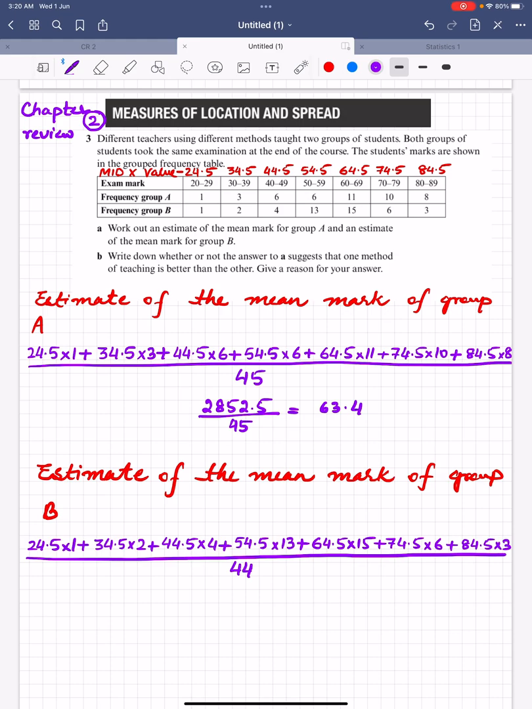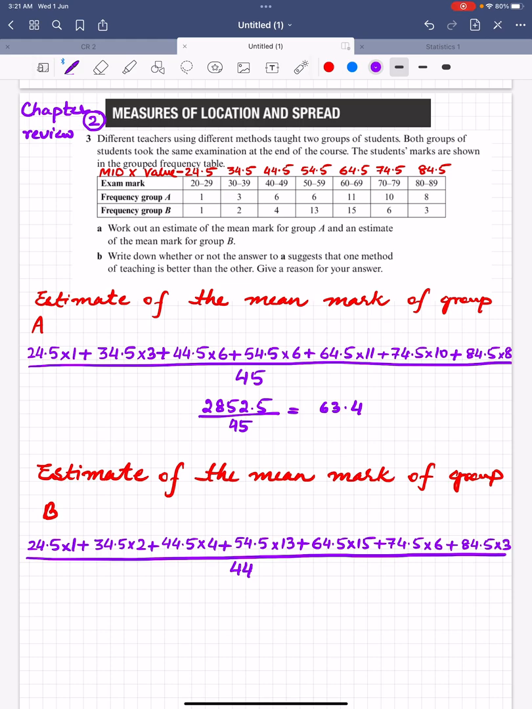63.4. The reason why we call this an estimate of the mean is also because we do not know the exact marks of the students, and we assume the central value, which is the average between the two extremes, to be the mark of the student. That's the reason why we call this an estimate of the mean and not the mean exactly.